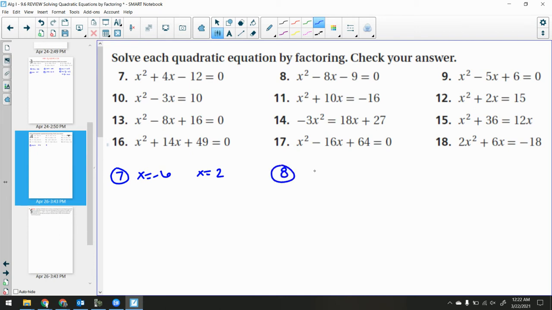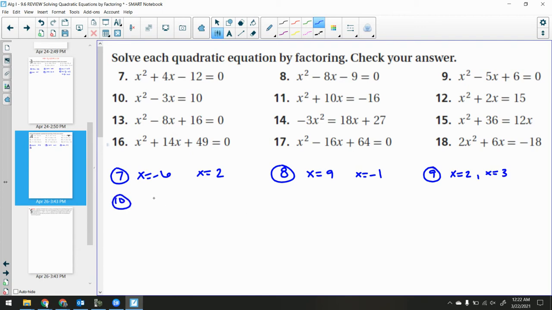Number 8, looks like that one's going to factor into negative 9 and positive 1. So x is going to be positive 9 and negative 1. Number 9, looks like it's going to factor into negative 2 and negative 3. So x is going to be equal to positive 2 or positive 3.